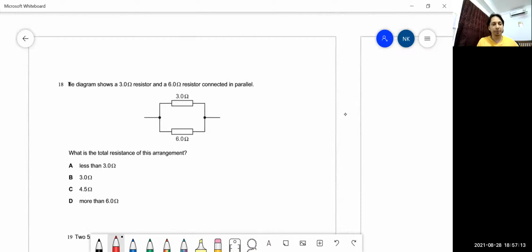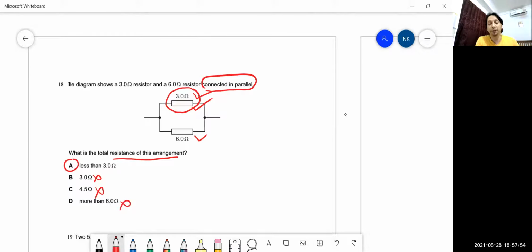Question number 18. The diagram shows a 3 ohm resistor and a 6 ohm resistor connected in parallel. What is the total resistance? As I told you earlier, this is a parallel combination, so the total resistance in a parallel combination is always less than the smallest resistance in the circuit diagram. The minimum resistance is 3, so our answer will be less than 3 ohm. So option A is correct. It will not be equal to or greater than 6.